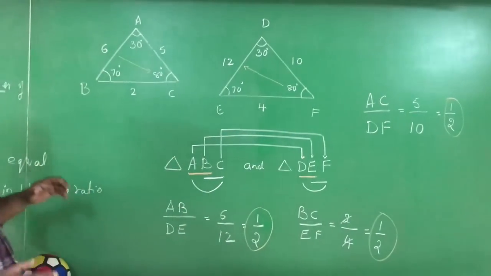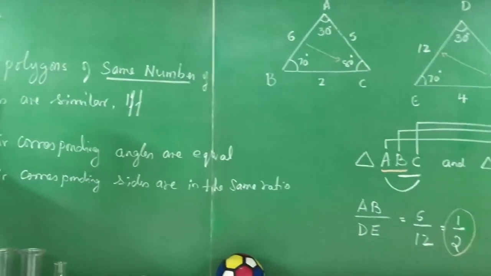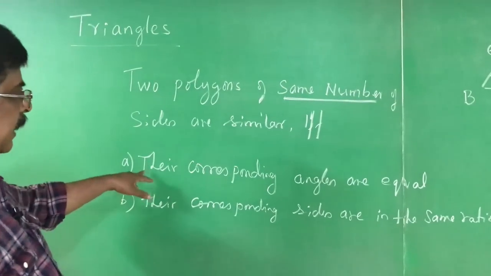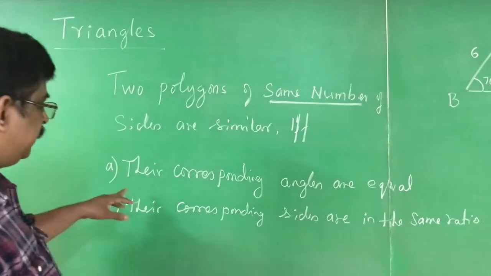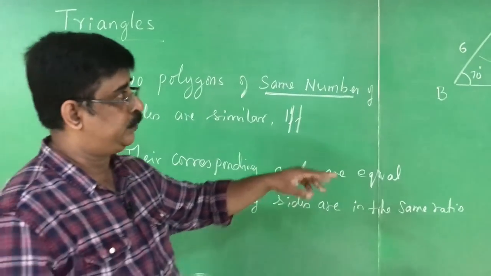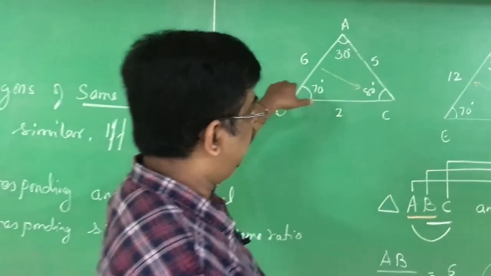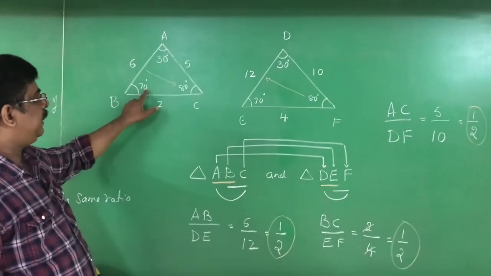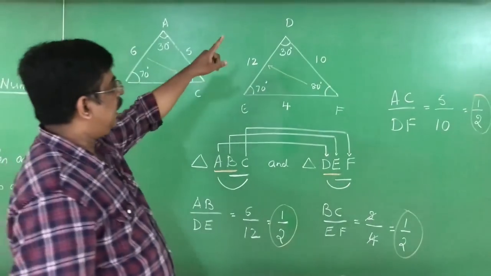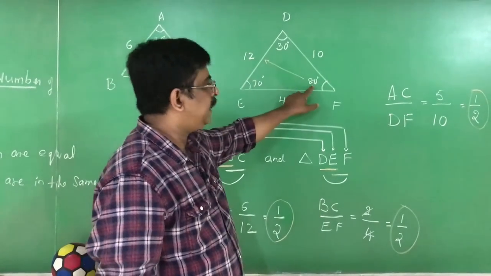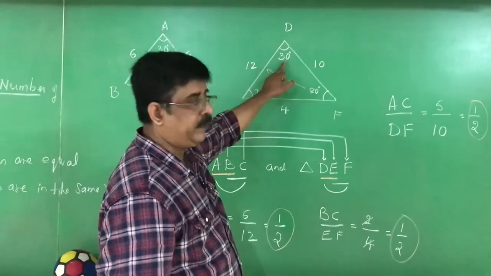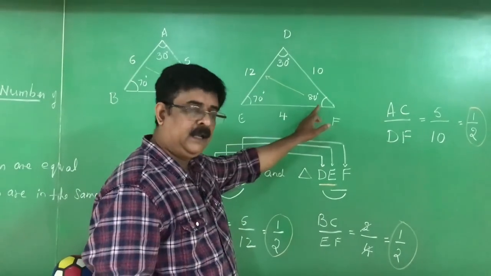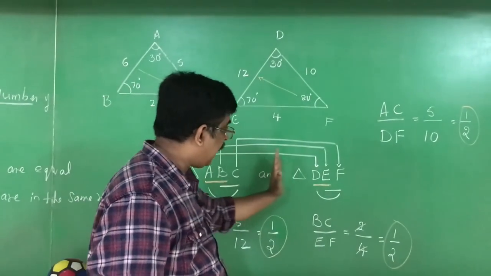Therefore, the condition of similar figures is: two polygons of the same number of sides are similar if and only if their corresponding angles are equal and their corresponding sides are in the same ratio. See, I have written two triangles ABC and DEF. In triangle ABC, 30 degrees, 70 degrees, 80 degrees are there. In triangle DEF, 30 degrees, 70 degrees and 80 degrees are there. This 30 corresponds to 30, 70 corresponds to 70, 80 corresponds to 80. They are written according to their corresponding angles.